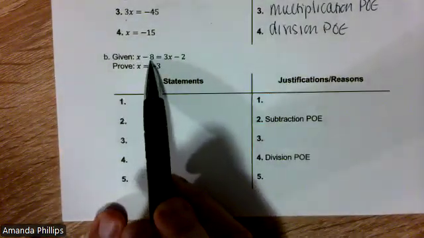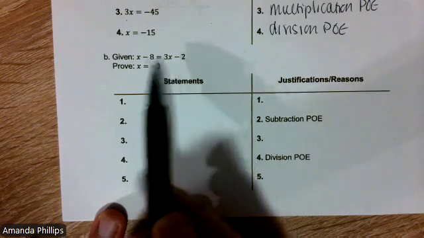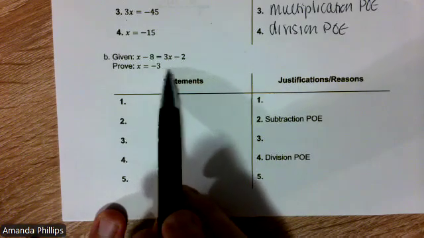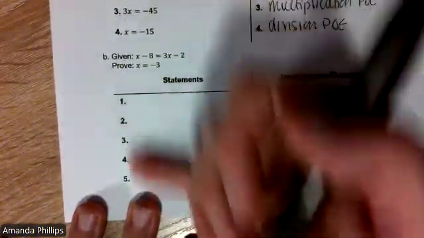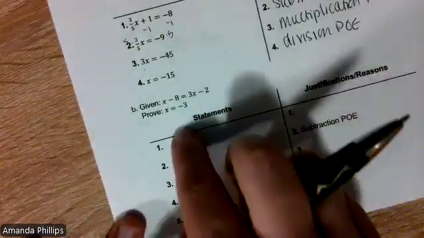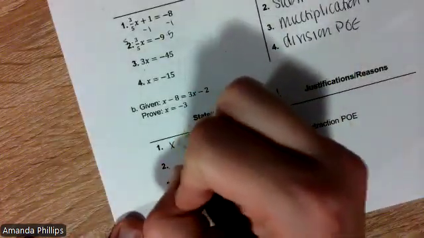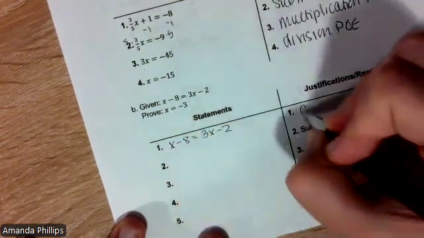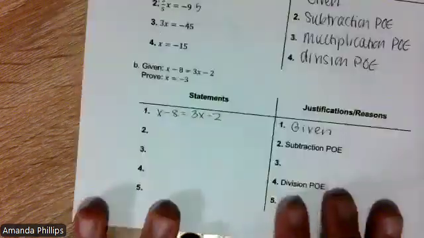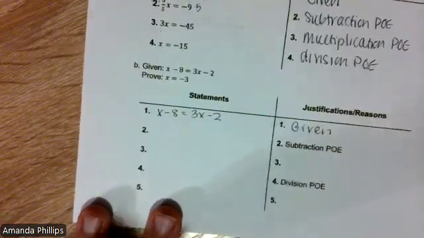Given that x minus 8 equals 3x minus 2, we are going to prove that this is the answer. Okay, well, the first thing, they've kind of helped us out here, and then they've left all our steps blank, which means we need to solve the problem. So the first thing we do is write what we are given. And in fact, that is our justification on the first step. It's given.